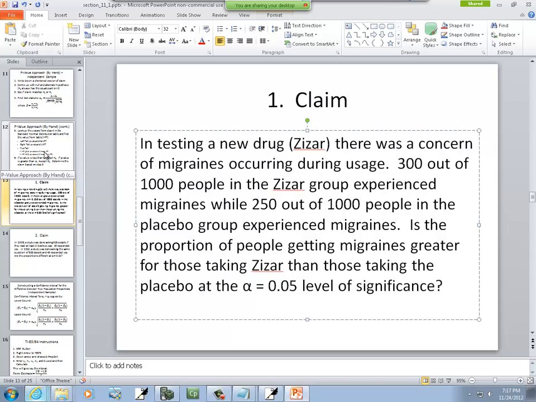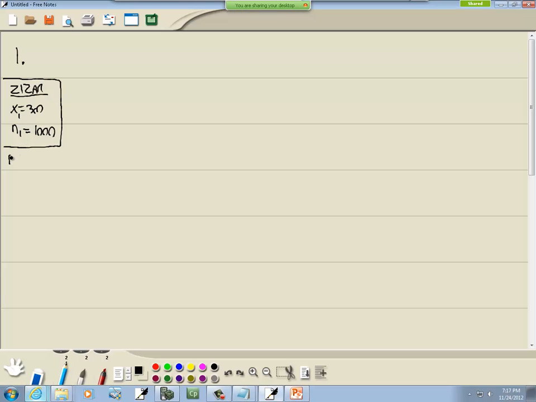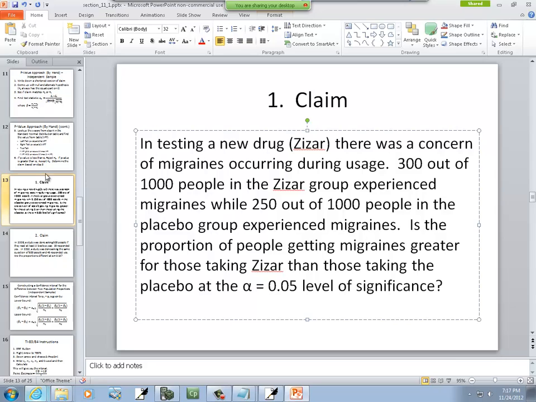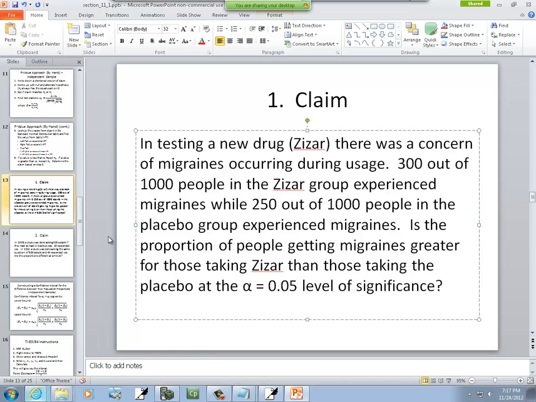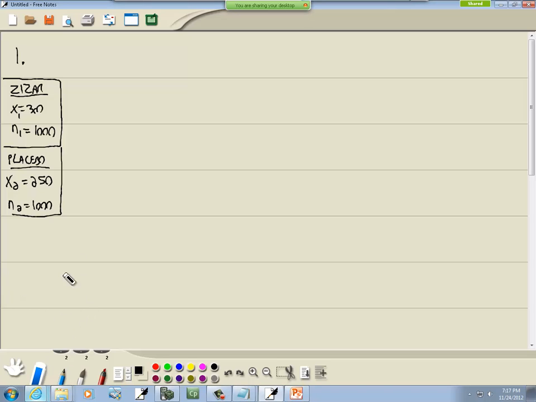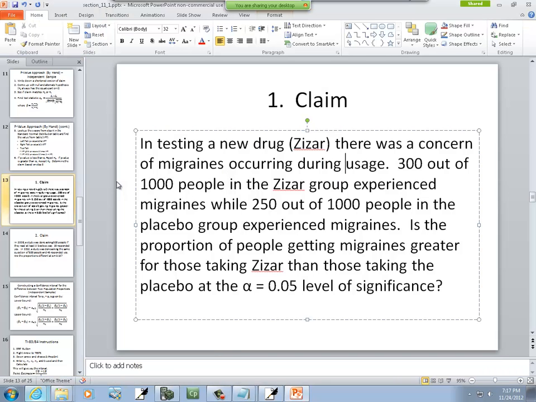And then 250 out of 1,000 people in the placebo group experienced migraines. So this is our placebo group, our sugar pill. So we've got x2 is equal to 250, and n2 is equal to, I think it was 1,000, wasn't it? Yeah. Let me write that one a little bit better. It's kind of sloppy. 300. There we go.